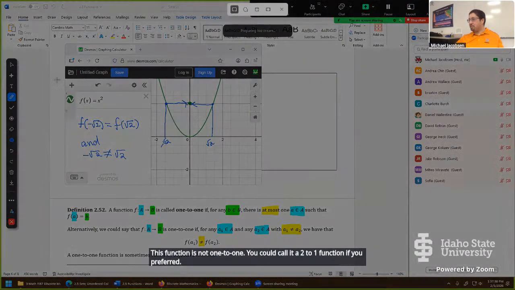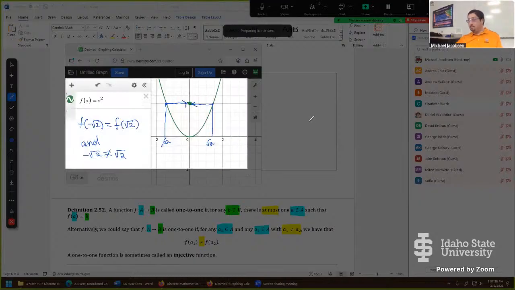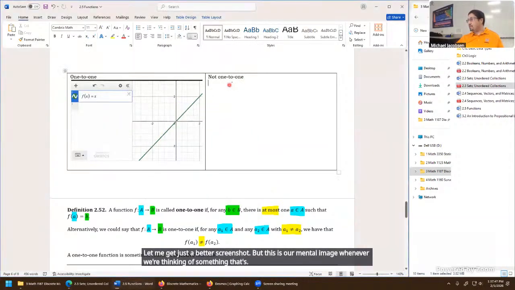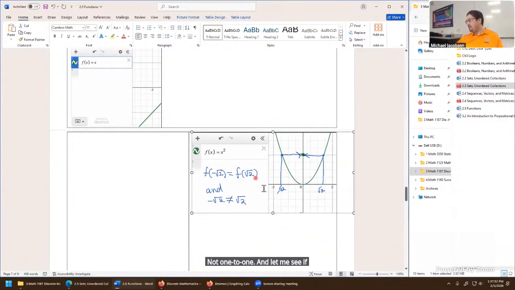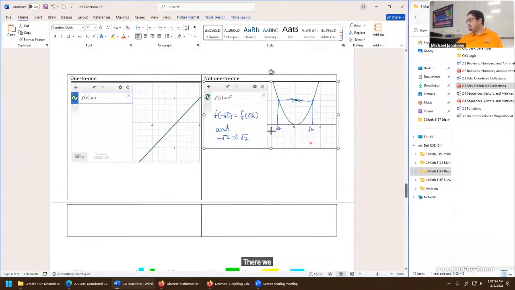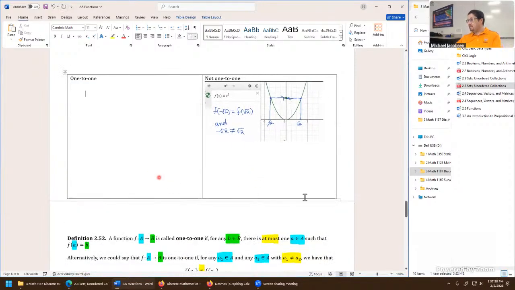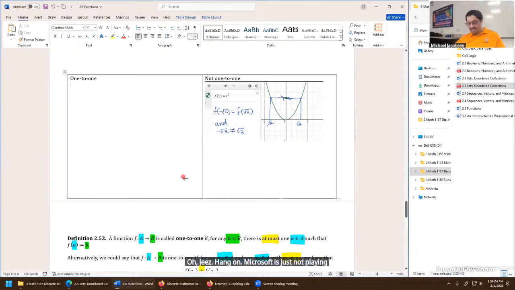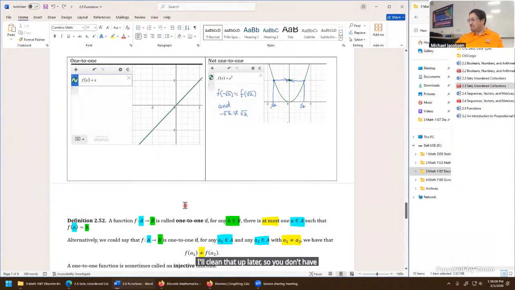Let me get just a better screenshot. But this is our mental image whenever we're thinking of something that's not one-to-one. And let me see if I can fix that without flipping it. There we go. Oh, geez, hang on. Microsoft is just not playing along too nicely today. I'll clean that up later so you don't have to watch me struggle with Microsoft Word.